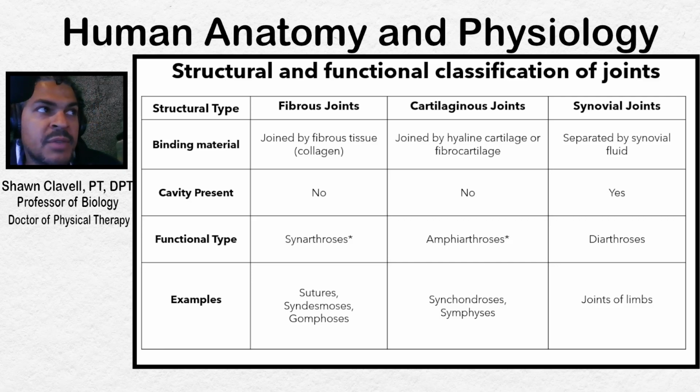But we'll save that for another section as we talk about the different types of structural classifications, the different types of joints related to what holds them together. So you can see at the top there the fibrous material or collagen fibers, whether it's a cartilaginous joint, whether it's held by hyaline cartilage or fibrocartilage, and then synovial joints are actually separated by synovial fluid. And so this is where there's actually a space between them.